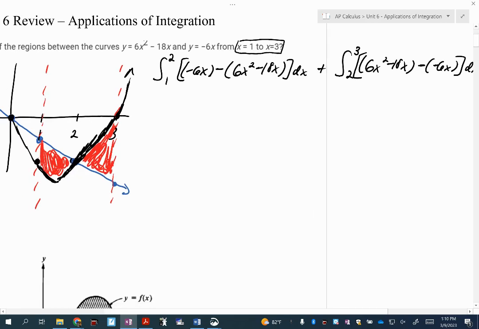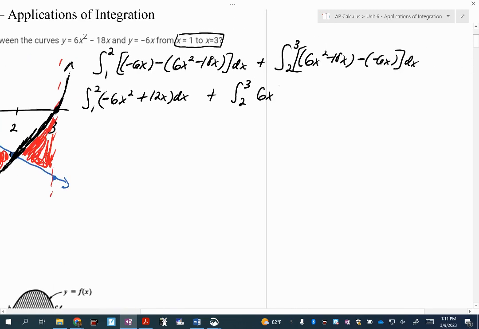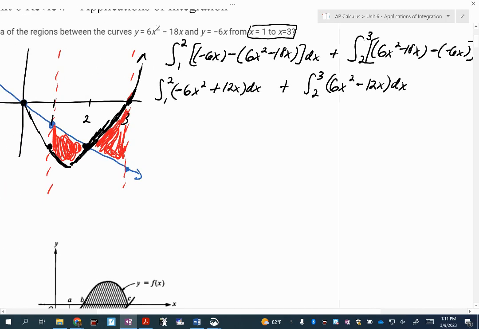All right, so we've got 2 that we need to do here. I'm going to clean it up a little bit. So we've got negative 6x squared minus 6x. Negative 6x minus negative 18x is really plus 18x. That's going to be plus 12x. And then plus the integral from 2 to 3 of positive 6x squared, negative 18x plus 6x is minus 12x. It shouldn't surprise you. Those are essentially the same, but just different signs, right? We change which function is on top and which is on the bottom. Always going top minus bottom.